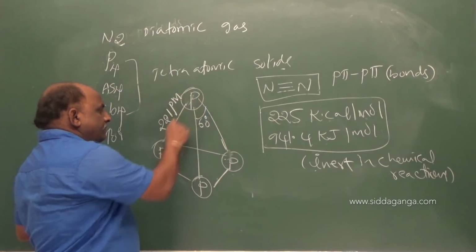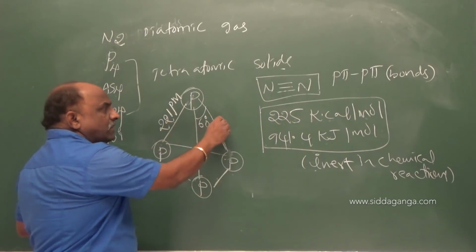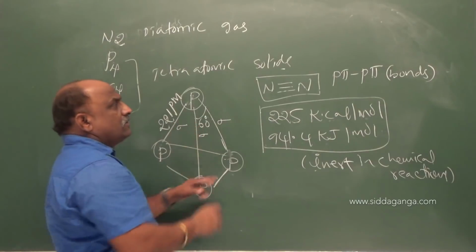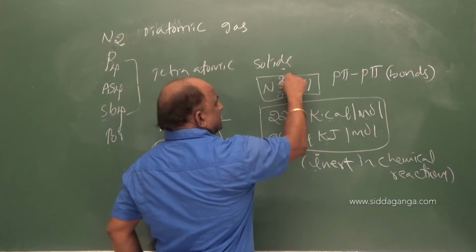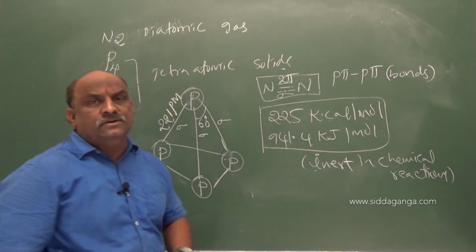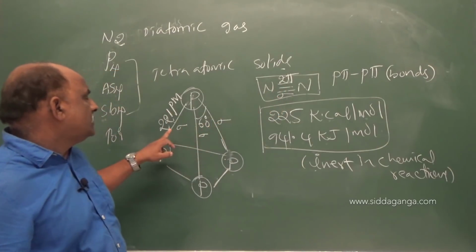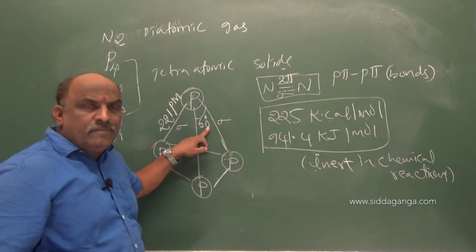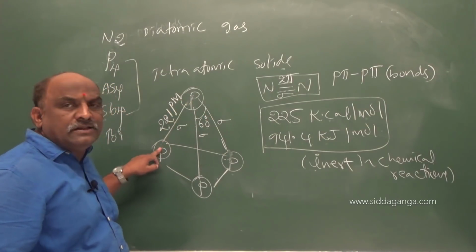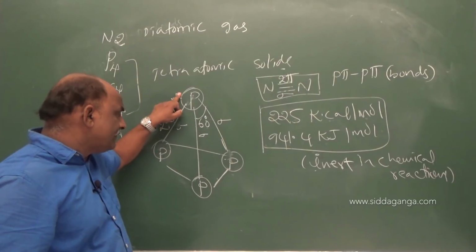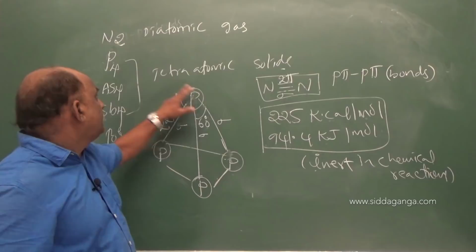See, each phosphorus is connected with 3 bonds, 3 sigma bonds. While coming to the nitrogen atom, one is a sigma bond and the rest are pi bonds. One sigma bond and 2 pi bonds are present in a triple bond. For phosphorus, the PPP bond angle is 60 degrees, the bond length is 221 picometers, and it is a regular tetrahedral, tetraatomic geometry.